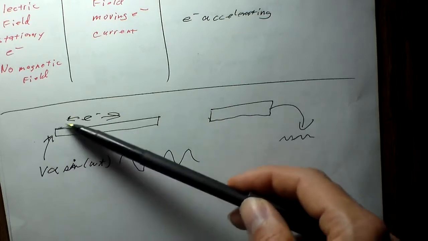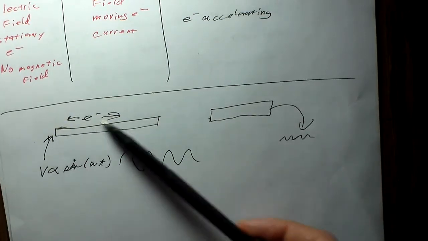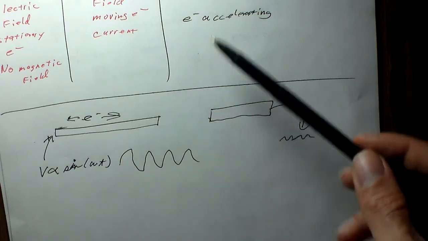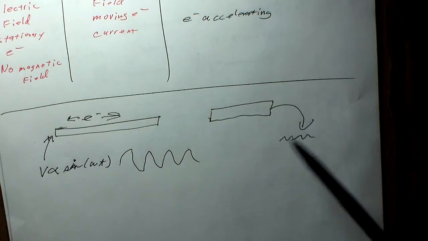You have a time varying electric and magnetic field that are produced because the electron is being accelerated inside this antenna. It gets emitted from the antenna, and then it gets picked up by another antenna and then spat out.